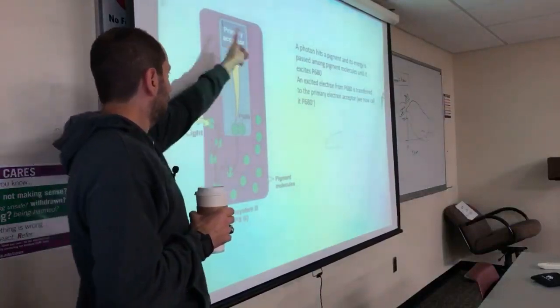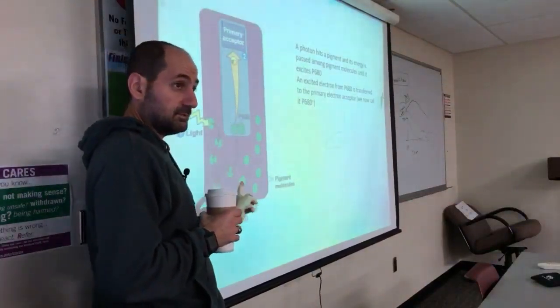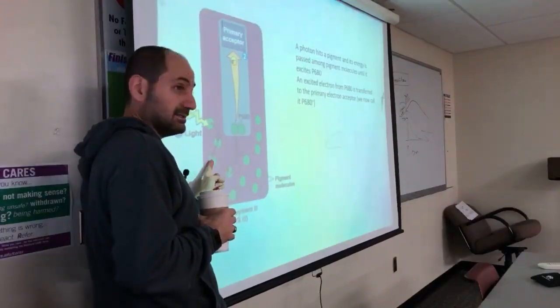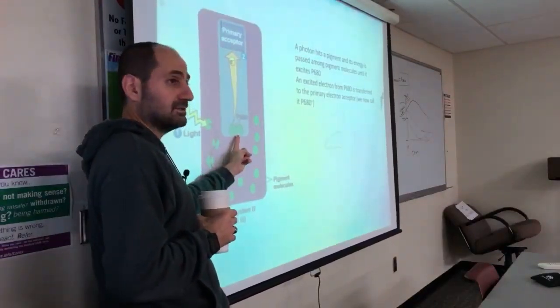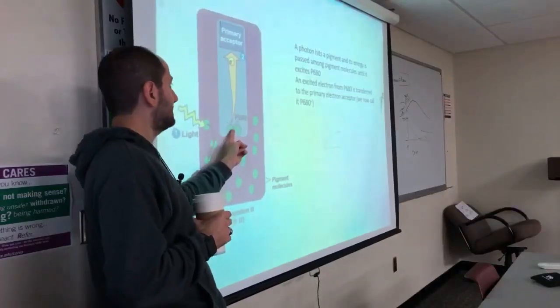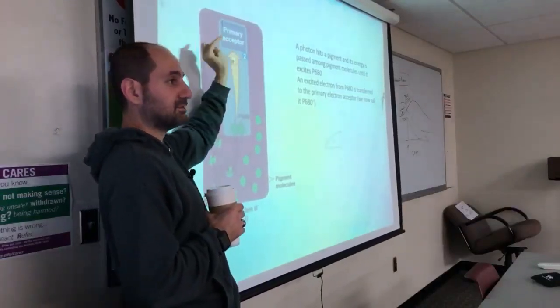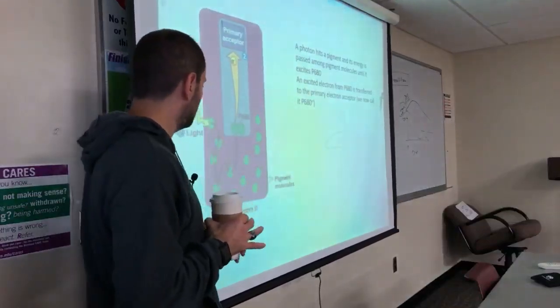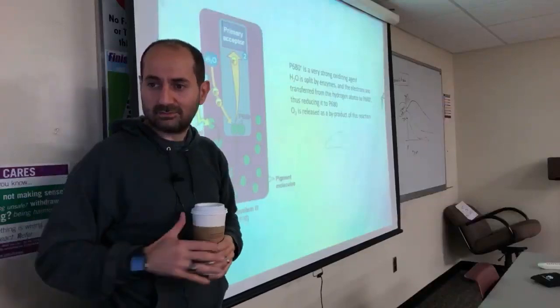Light hit photosystem 2. That excited this pigment, which excited this pigment, which excited this pigment. The excitement reached the pair, the P680 pair. P680 released the electrons to the acceptor, and those electrons went on a journey, right? They went through the electron transport chain and whatnot. Now look what happens. This is slide 2.